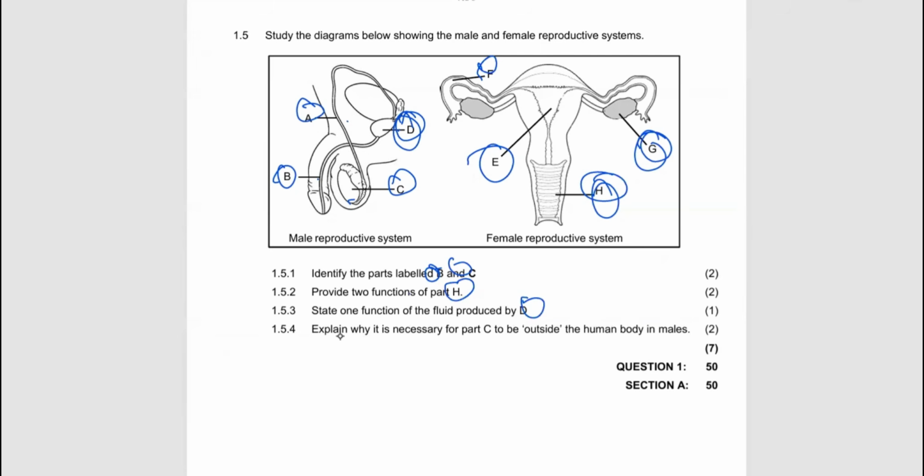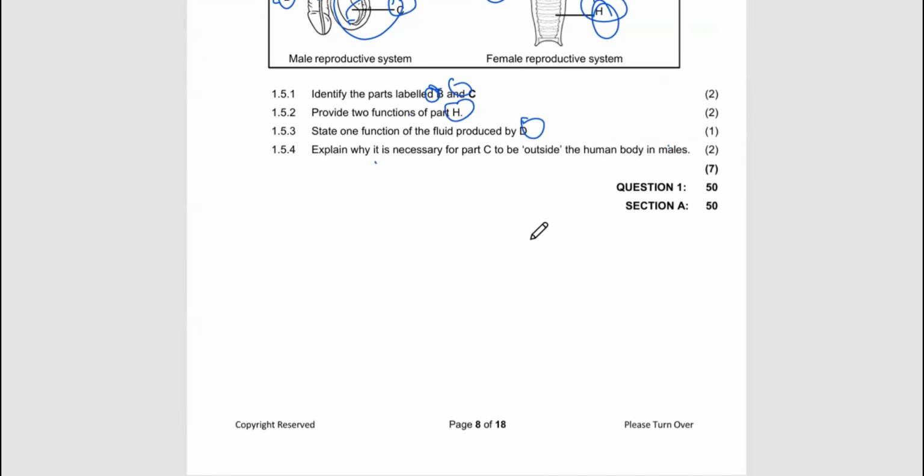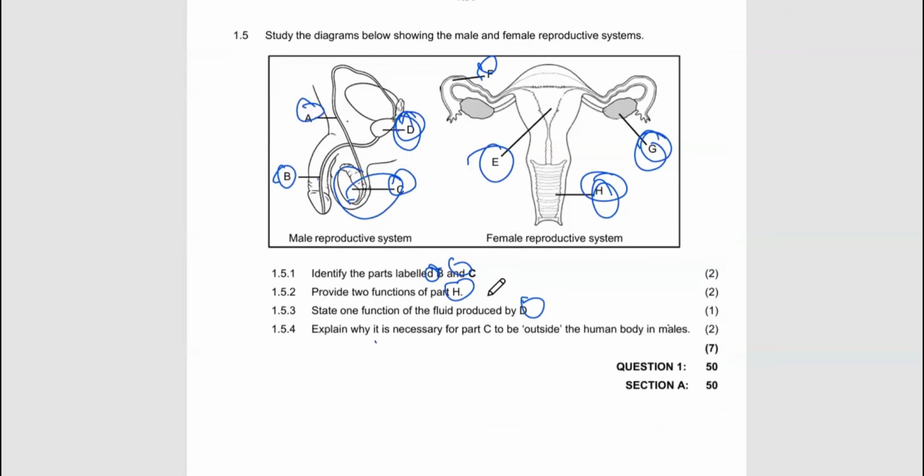And then now they're saying, explain why it is necessary for part C to be kept outside the body. We say that this part C provides optimum temperature for sperm production. That is 2 degrees less than 37, or less than the body temperature. So you see that you can answer any question when it comes in this way. You must be able to answer such questions.